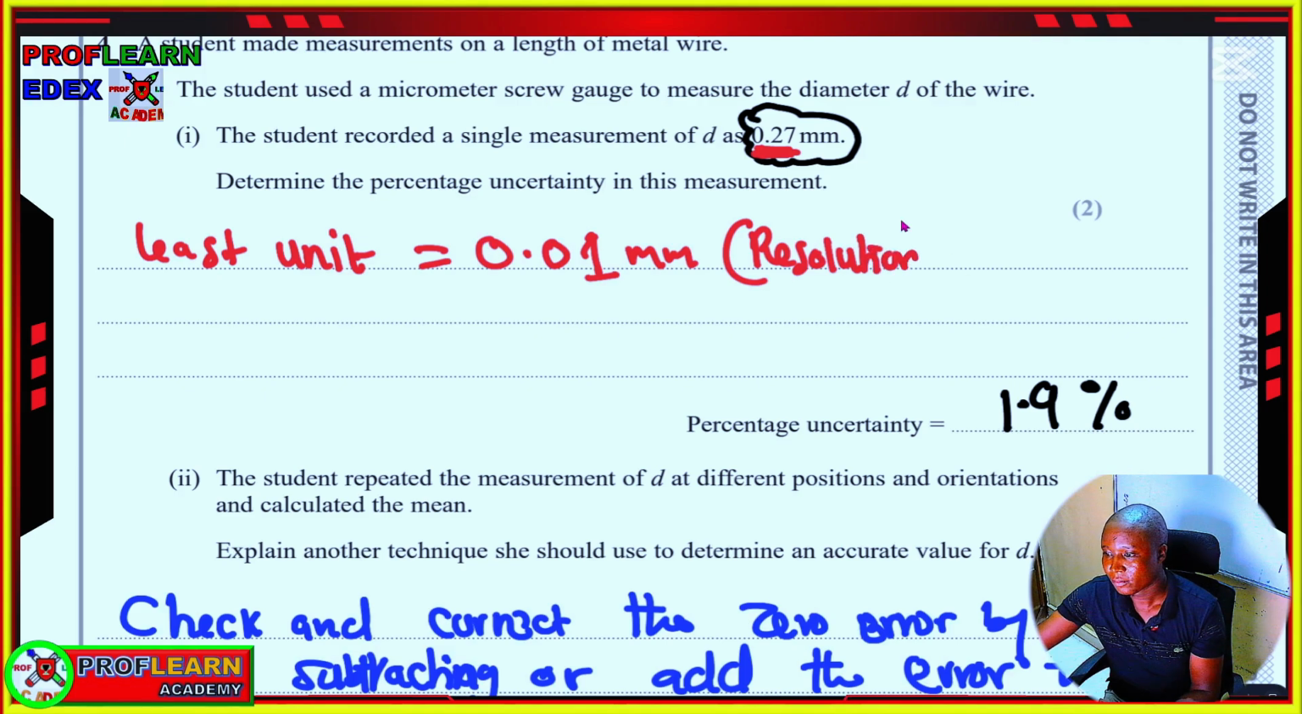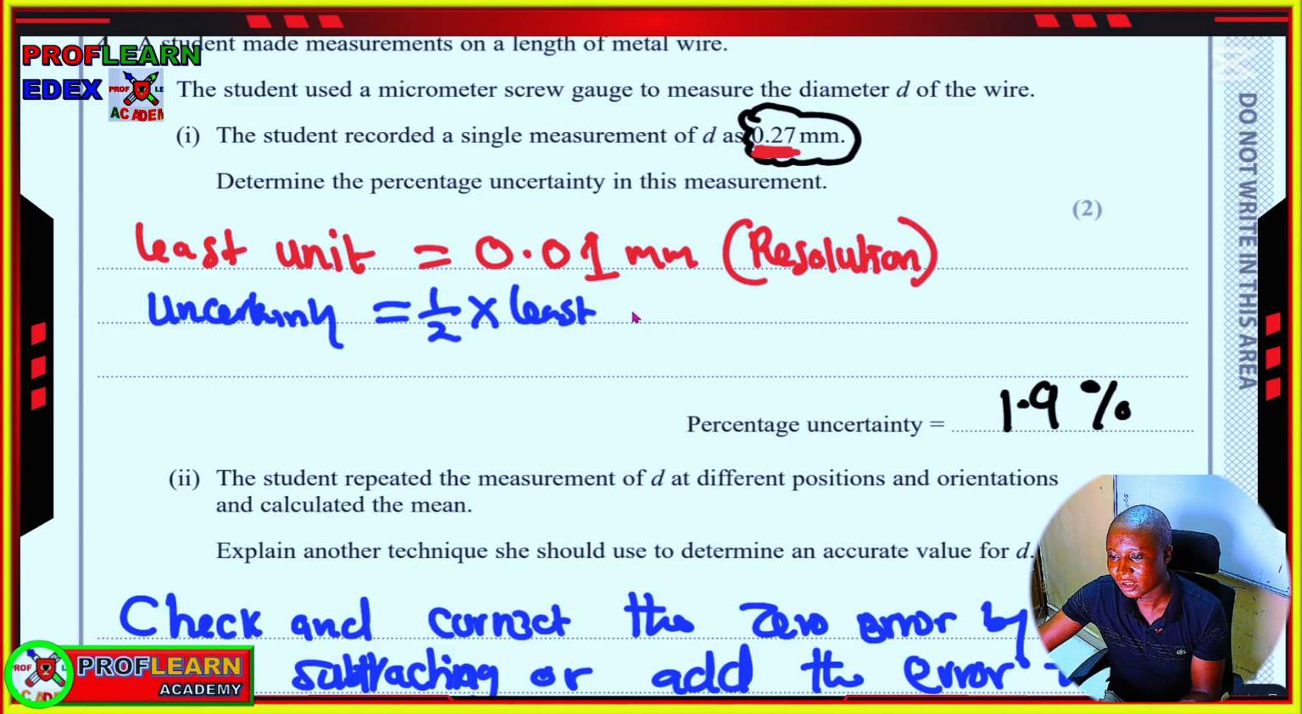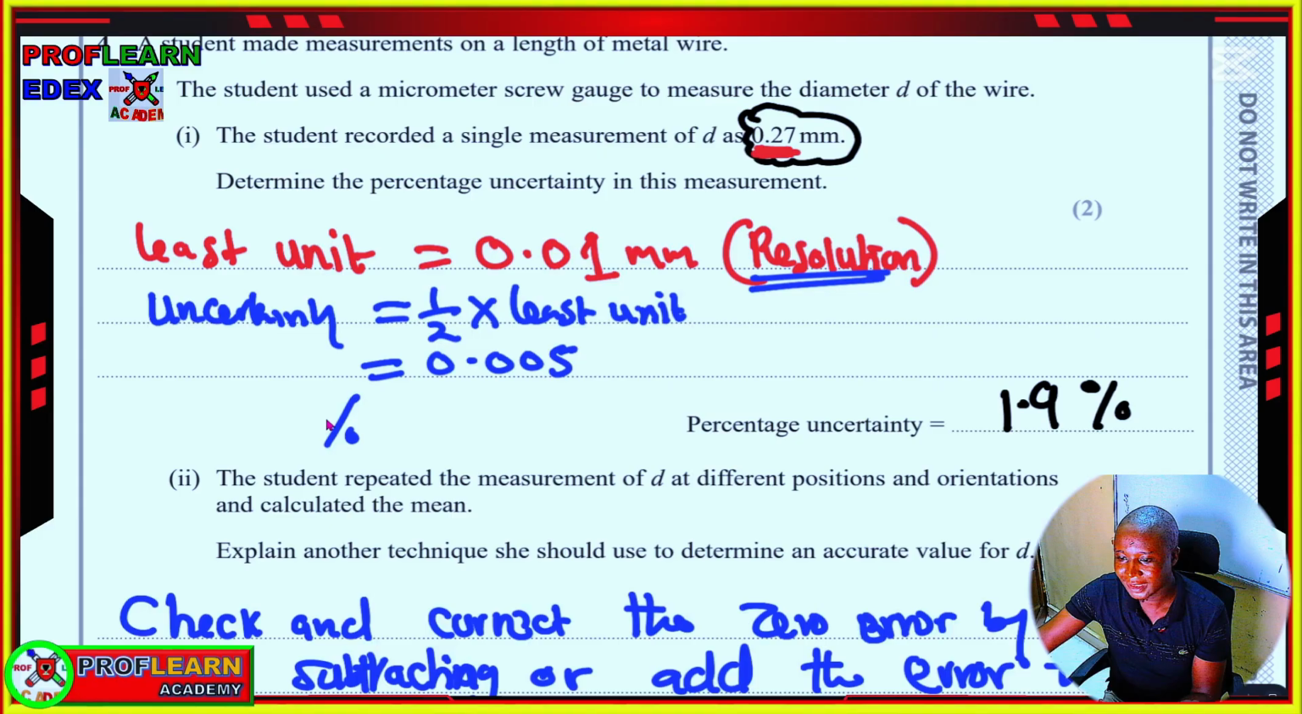Are we together? So now uncertainty is equal to a half times the least unit. This is what you are going to do, or a half of the resolution, and this is going to be 0.005. Then percentage uncertainty will be 0.005 divided by the value you were given, which is 0.27, times 100. If you work it out, you are going to get an answer equivalent to 1.9.